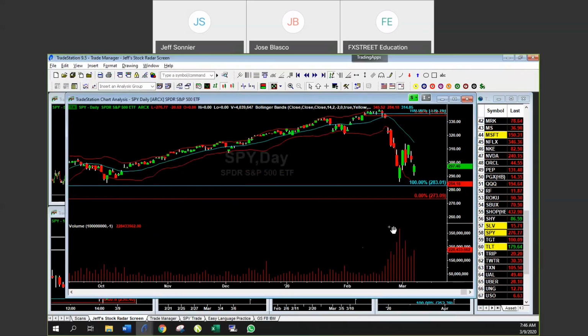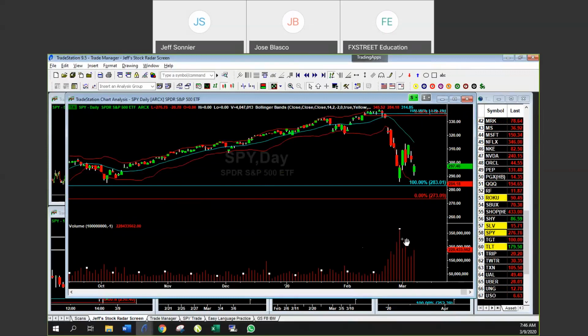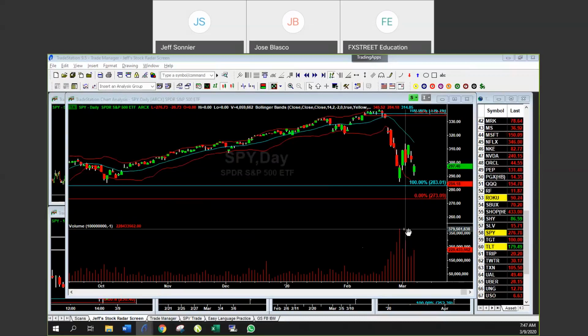So here we have some daily totals right here. On Friday, there were 228 million shares traded on this asset. Usually on the days that it goes down, there are more trades. So on this particular one, it traded how many? Let's just do this. So this traded about 380 million shares. That's a lot of liquidity.